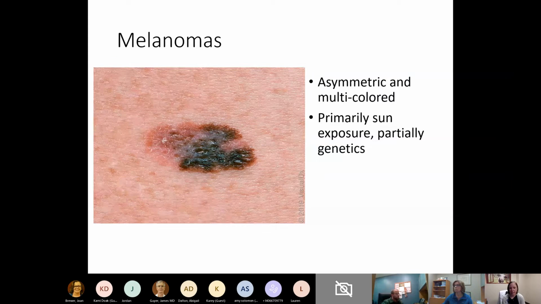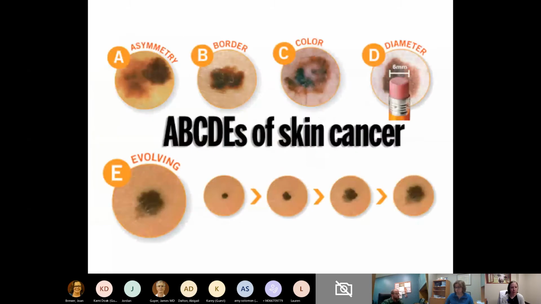Lots of women get them because of tanning bed use. They may bleed, they may sometimes be painful also, and then really looking for the ugly duckling sign. So if you're just scanning someone's skin and you're like, holy cow, there's a mole that looks like an ugly duckling, does not look like anything else on there, that should raise your suspicion for possibly a melanoma.